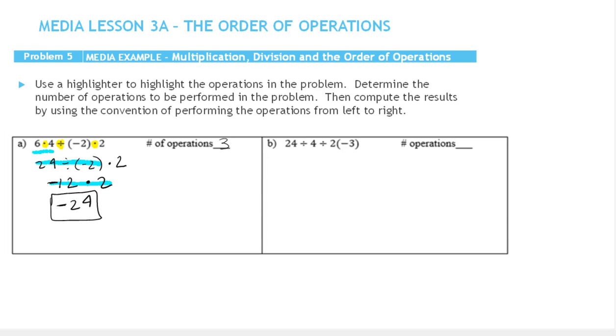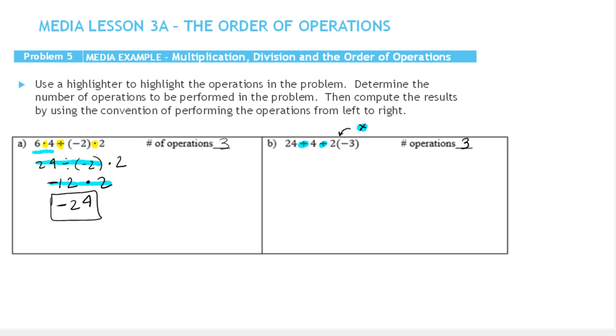So start by highlighting the operations. Here we have division, division again, and notice here this means 2 times -3 because the -3 is in parentheses and there's no symbol. So that's not subtraction, that's a negative sign. I'm just going to put a little arrow in here. That's multiplication. And we have 1, 2, 3 operations to perform. And we're going to do them from left to right.